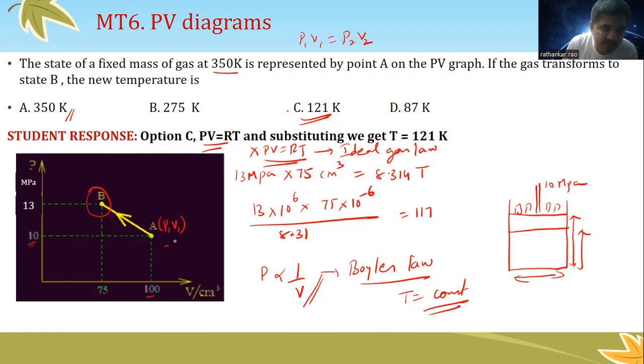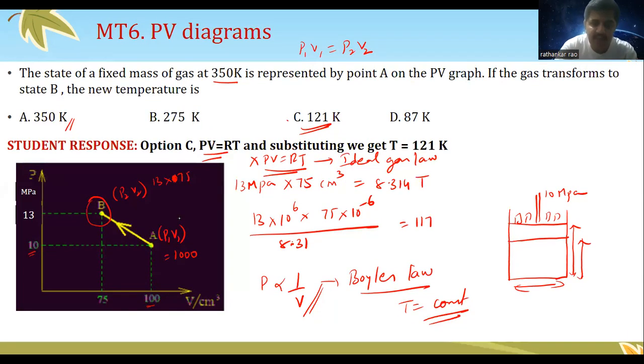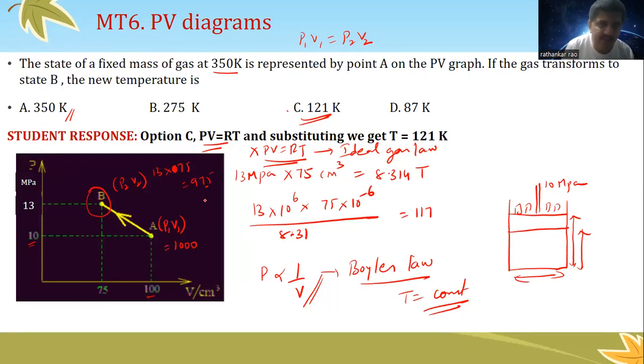10 into 100 should be equal to 1000. What is P2 V2? 13 into 75. Okay, this is your P2 V2. So this should be 13 into 75. Just find out whether 13 into 75 gives you the same answer. 13 into 75 gives you 975, which is very close to what is given here. So therefore, Boyle's law is applicable. Okay, which means the temperature does not change.